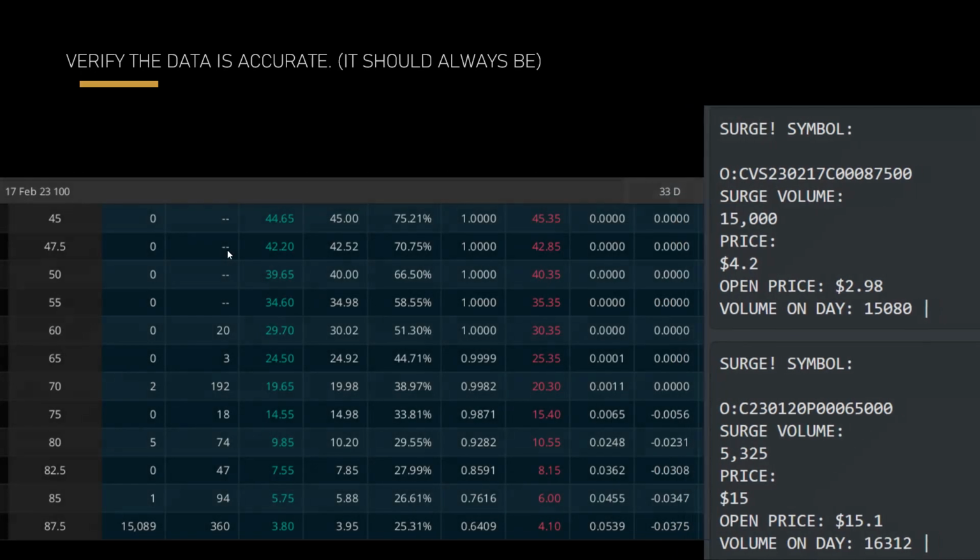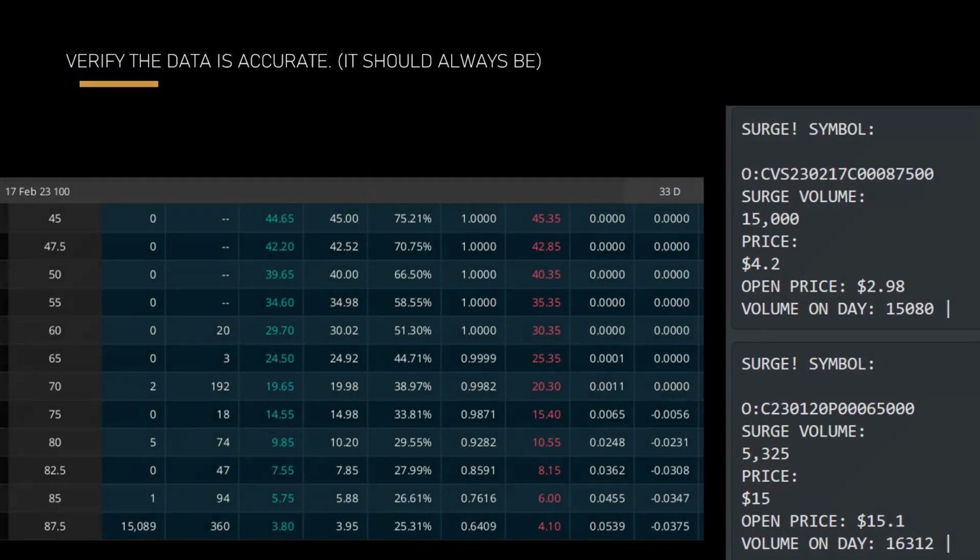So once you've got that, then you can go look at the options chain to verify that the volume coming in is accurate. It should always be accurate, but it's always good to check just in case. And what do you see? Well, right here for CVS, 87.5 strike, 15,089 volume, 15,080. So this one actually has 15,080. So 9 more volume came in on the day after this feed hit. So this trade here of 15,000 took up the majority of this entire chain for the 87.5 strike for February 17th, 2023.